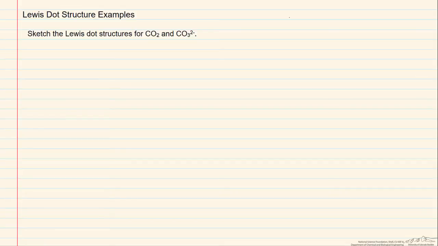In this problem, we want to be able to draw the Lewis dot structures for two related species, carbon dioxide and carbonate. Let's start with carbon dioxide. The first step in determining a Lewis dot structure is to count the total number of electrons in the atoms that are present in the compound.